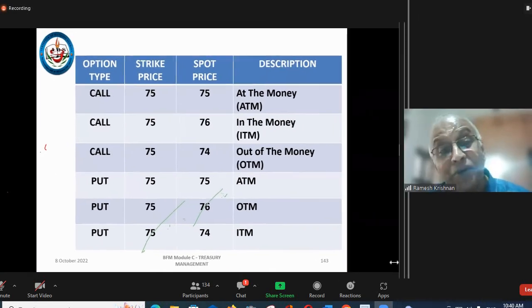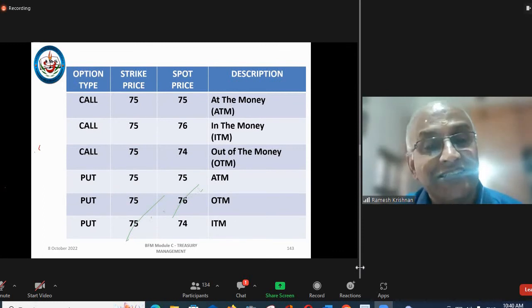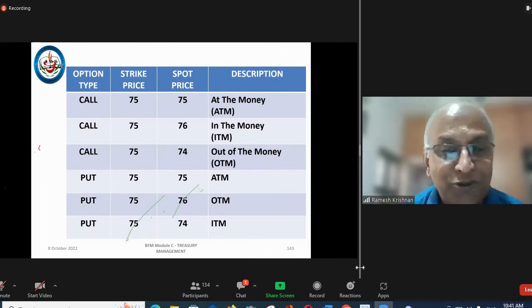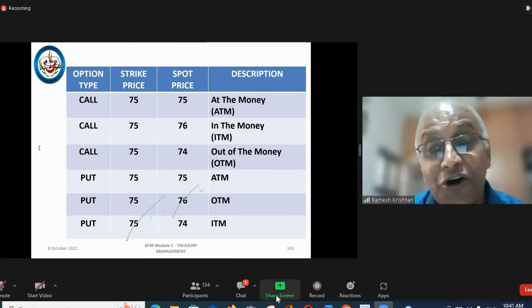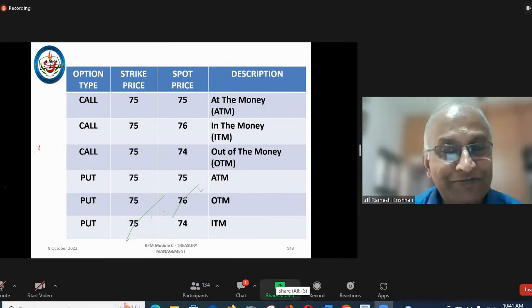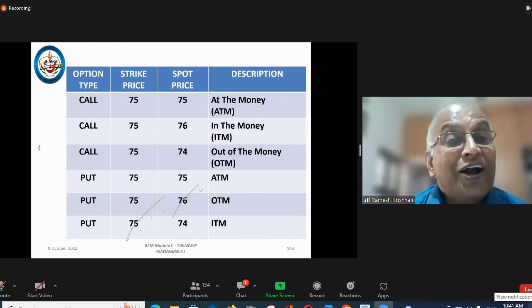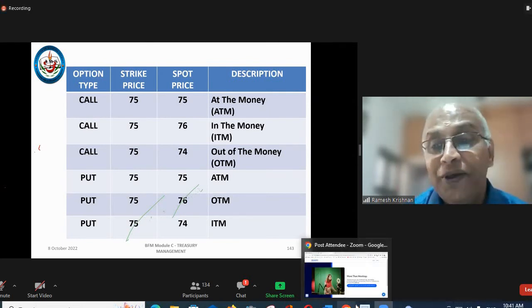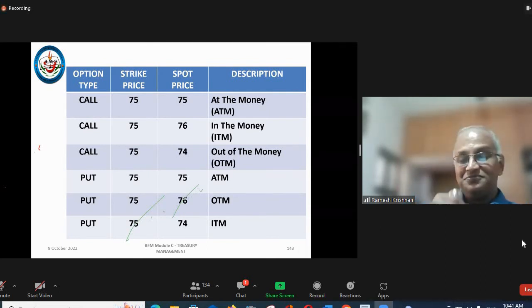When the strike price and the spot price are the same, for a call option as well as a put option, it is called at the money. Okay. Now, call option, you have chosen the strike price at 75. Market today spot is at 76. Are you happy or not? I am not happy.